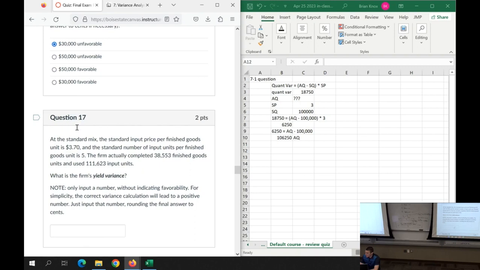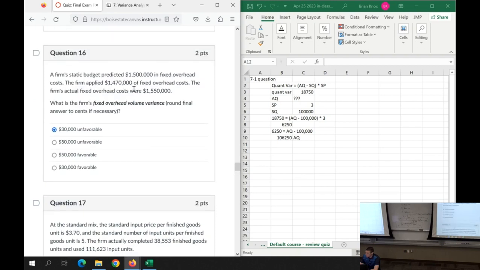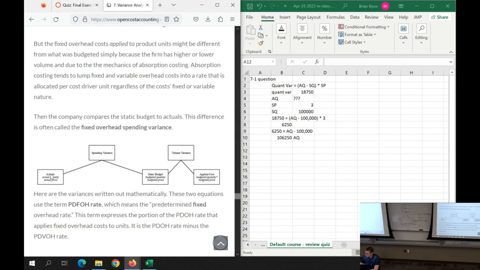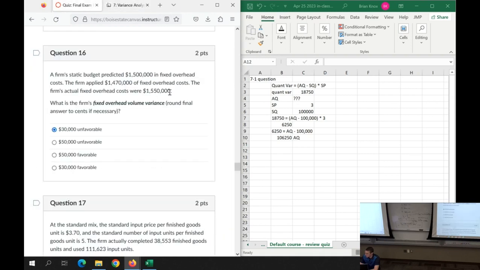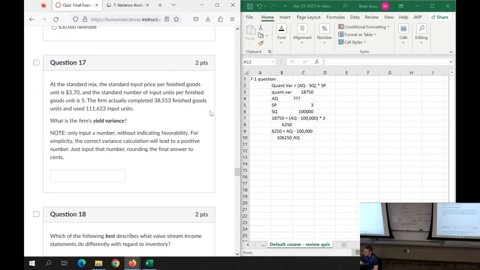If it were asking for spending variance, it's also very simple. It's the actual costs minus the static budget costs. Right there. Actuals minus static budget. Spending variance. So this style of question for the overhead costs, where it gives you all three and just hopes you know which ones to subtract, it's pretty easy if you know which ones to subtract to get the particular variance it's asking for, fixed overhead. Not a bad draw.